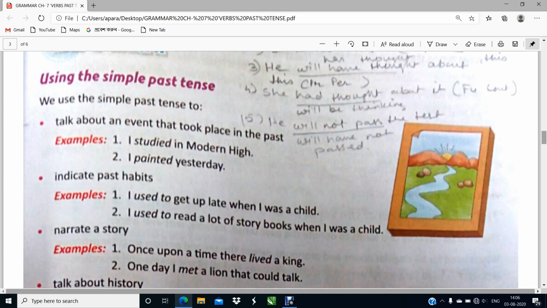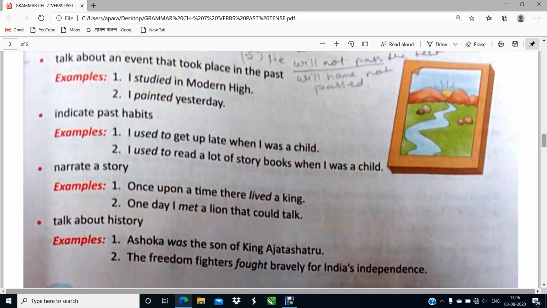Now to indicate past habits, we also use simple past tense. What is that? I used to get up late when I was a child. We used to write English every day when our school was open. And now we do not always write. Sometimes we watch and then we write.